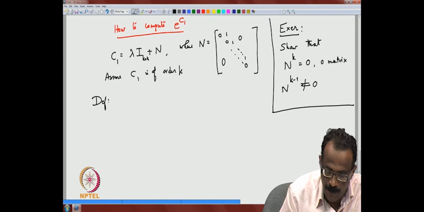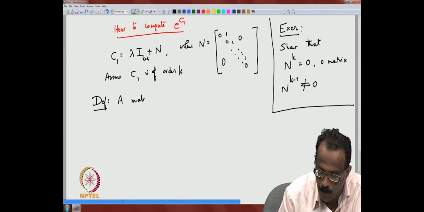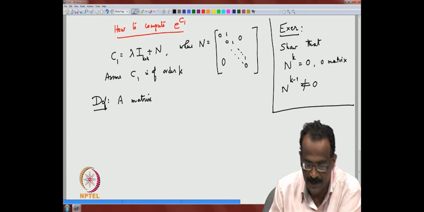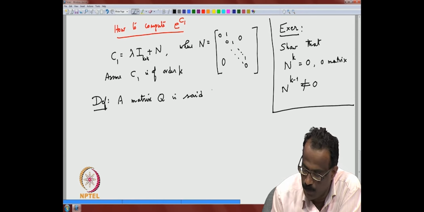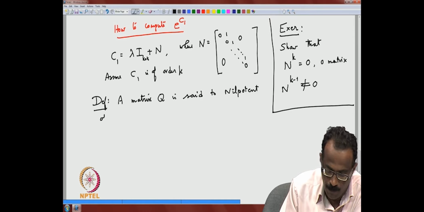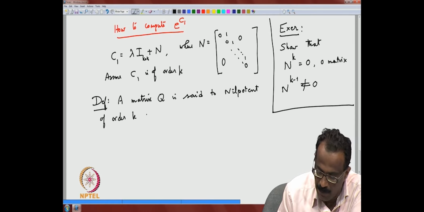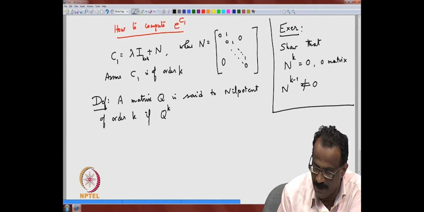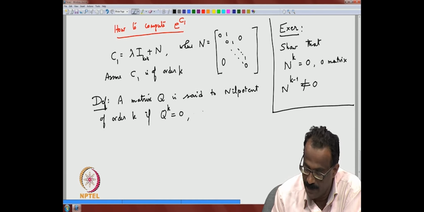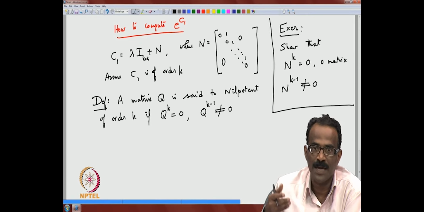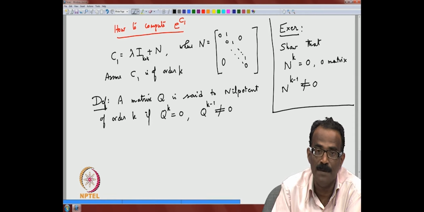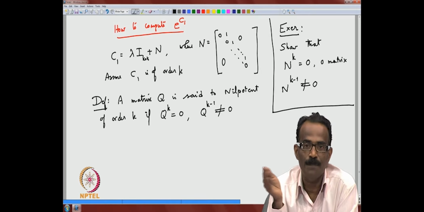So, you have any matrix Q, which is said to be nilpotent of order k if k is the first instance where Q power k is a zero matrix and Q power k minus 1 is not a zero matrix. That is the first instance. Of course, if Q power k is 0, that implies Q power k plus 1, Q power k plus 2, etc., are 0. So, that makes the computation easy, because you do not have to compute after k onwards.